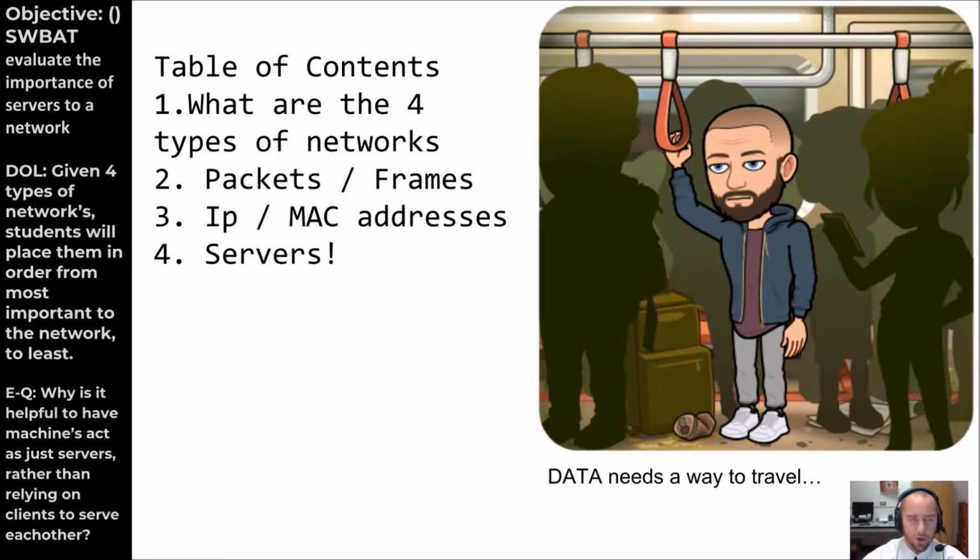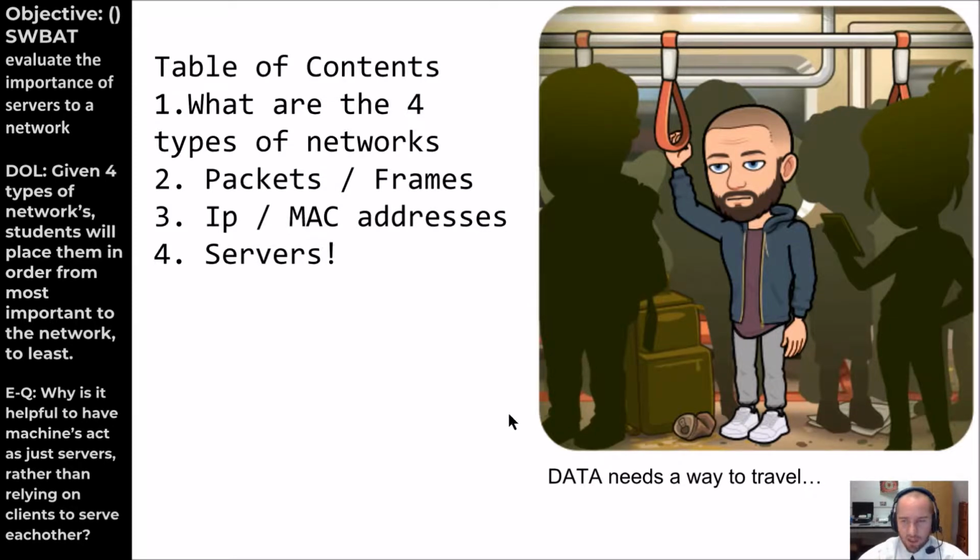The second thing we'll go over is the concept of packets and frames. To many of you, this will be review, and then we'll go over IP and MAC addresses, another thing that is a bit of a review, but we'll finish the lesson really strong with focusing on servers and servers' relationship to the client inside of a network.